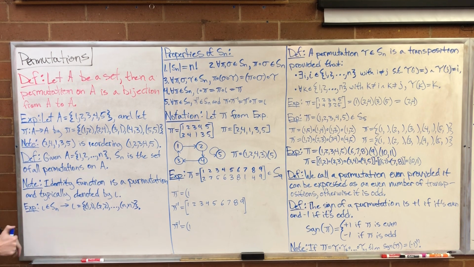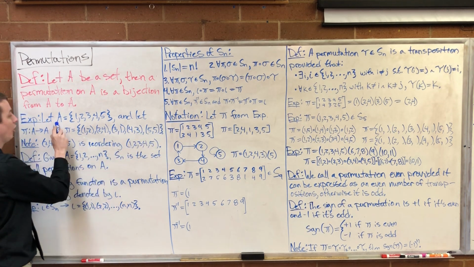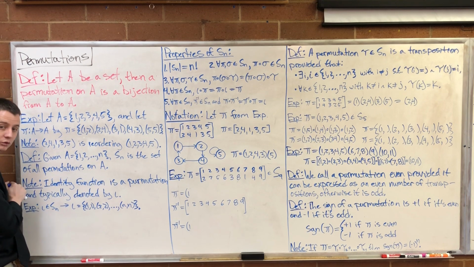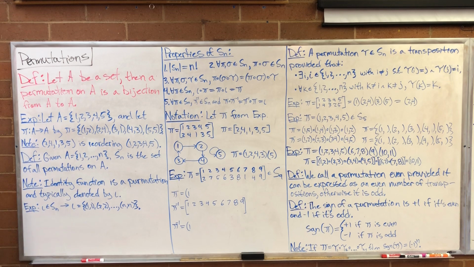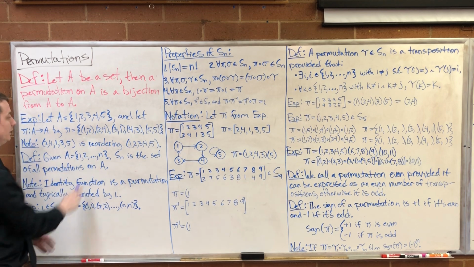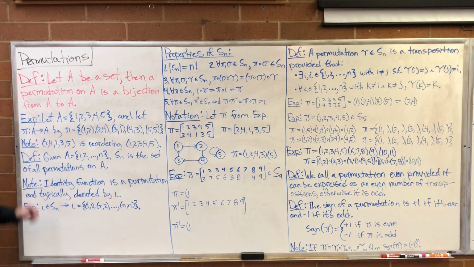What's the range or the image of this function? 2, 4, 1, 3, 5. Is that all of A? Mm-hmm. Yes. So it's onto. So it's a one-to-one and an onto function. It's a bijection. It's a bijection from A to A. In other words, it pairs everything in A with something and only one thing in A. So the way we say that is 1 goes to 2, 2 goes to 4, 3 goes to 1, 4 goes to 3, 5 goes to 5.